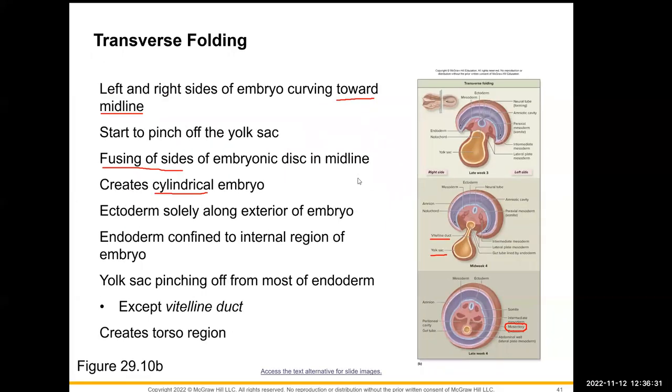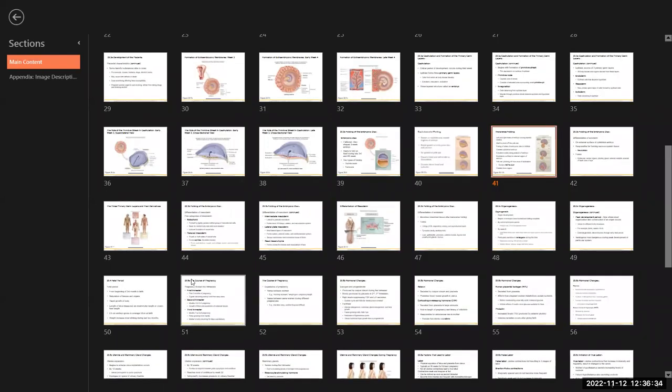So we're going to start to develop our, oh, I messed all that up. Give me one second here.